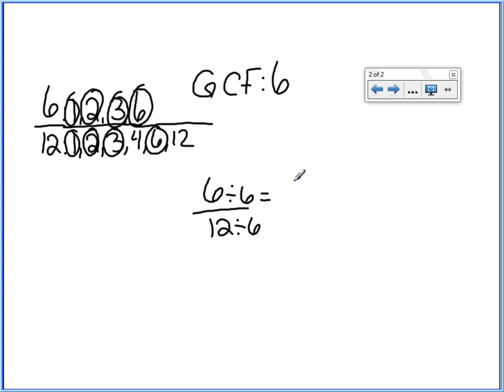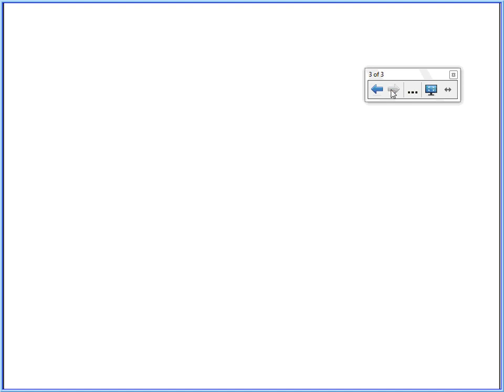6 divided by 6 is 1. 12 divided by 6 is 2. So 6/12 written in simplest form is 1/2. Let's look at another one. Let's look at something like 6/7.